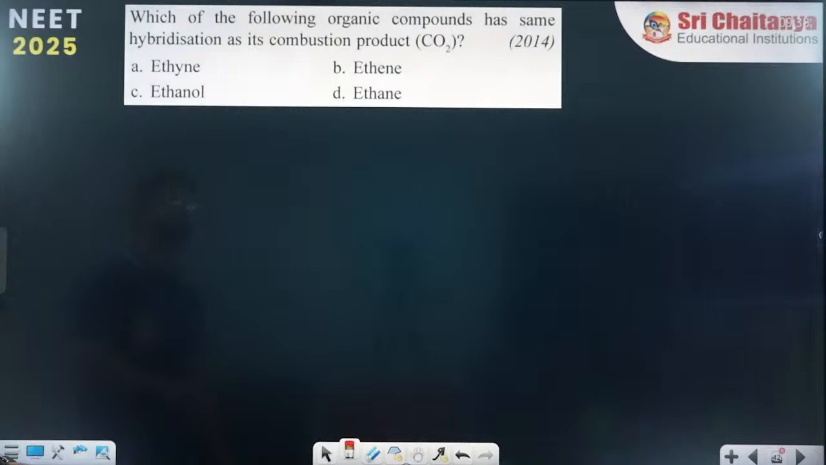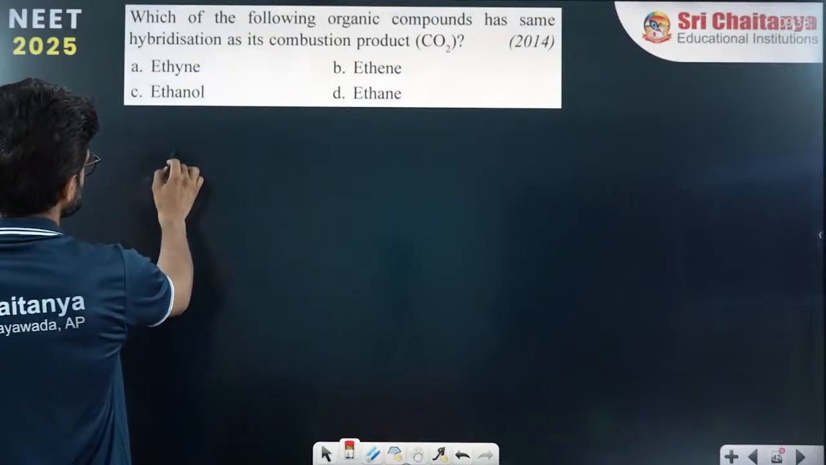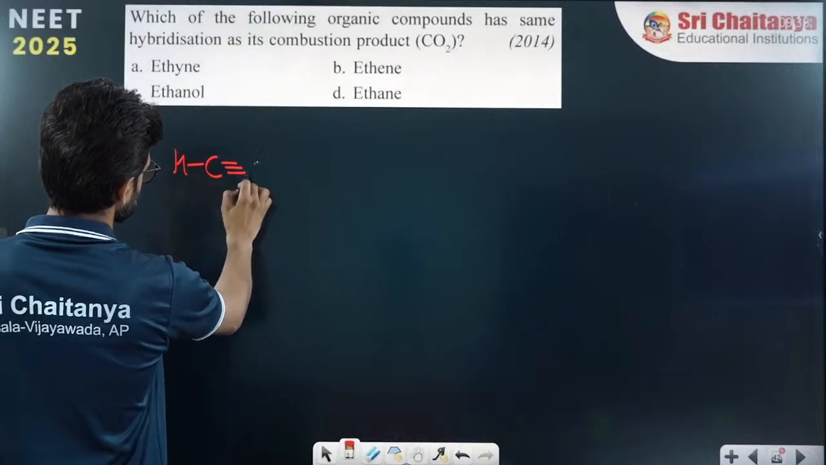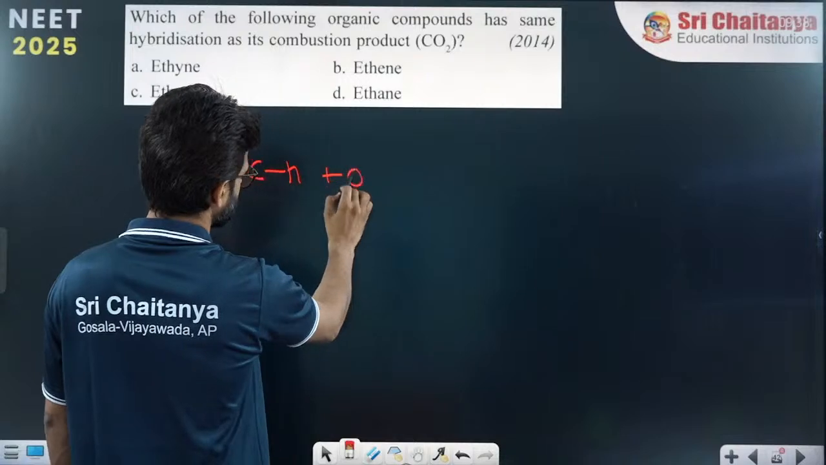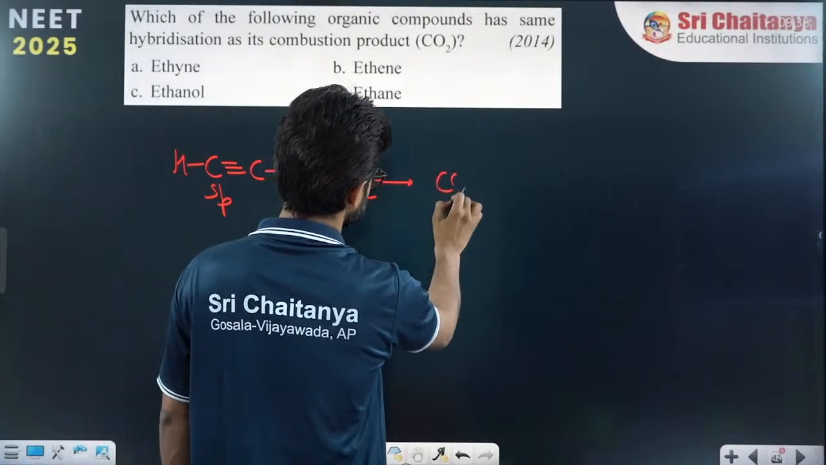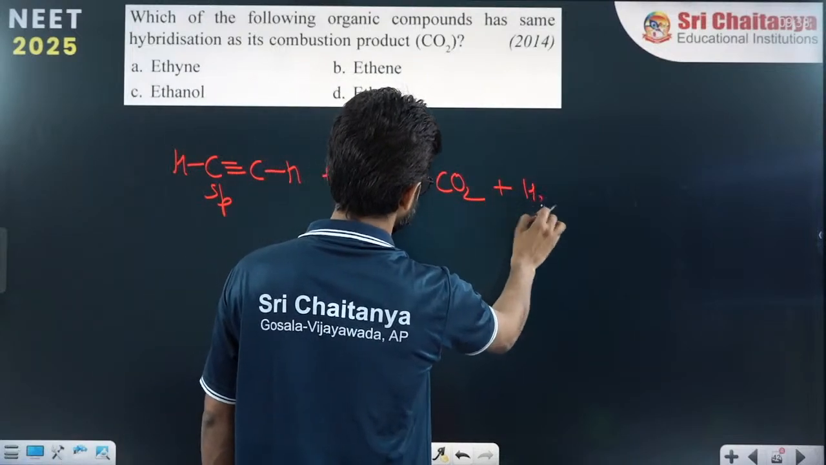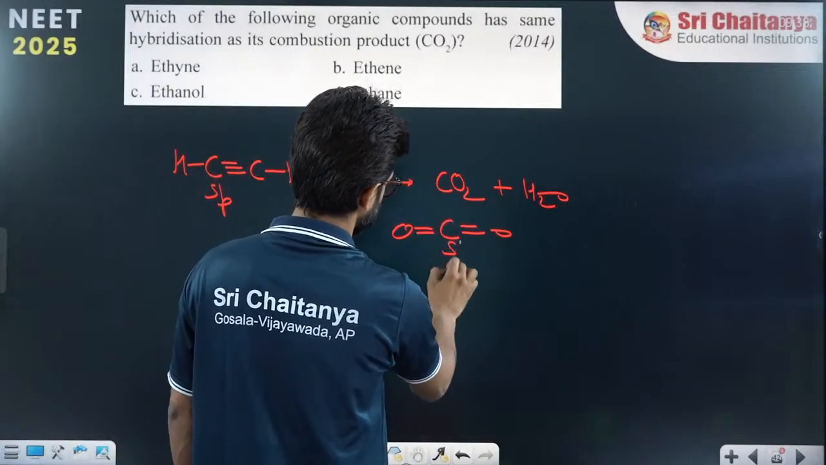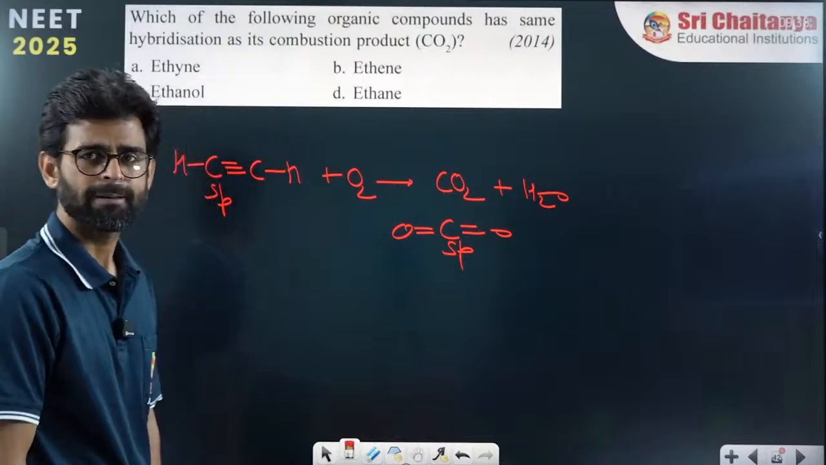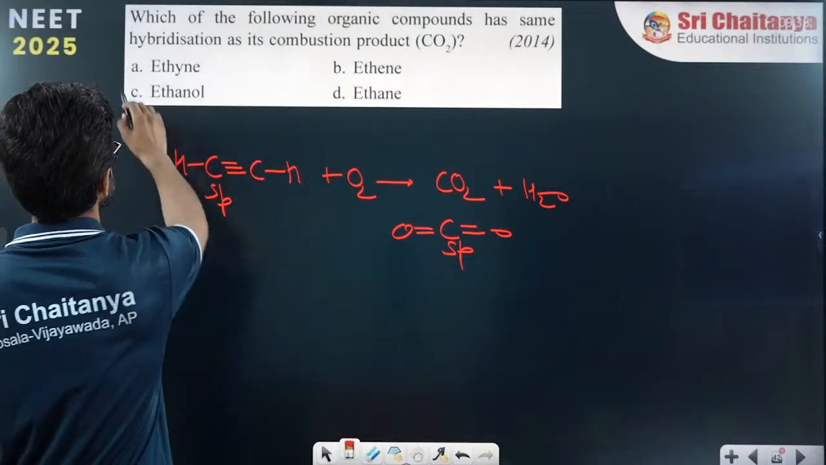Which among the following organic compounds has the same hybridization as its combustion product? If you look at ethyne, in ethyne carbon is sp hybridized. If you burn it, you make CO2 and H2O. In CO2 also carbon is sp hybridized, okay? So ethyne is your answer.